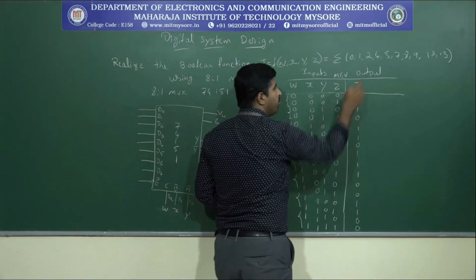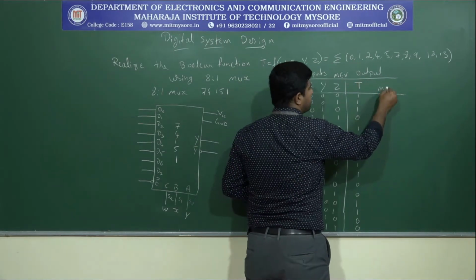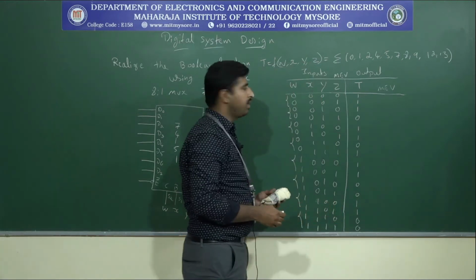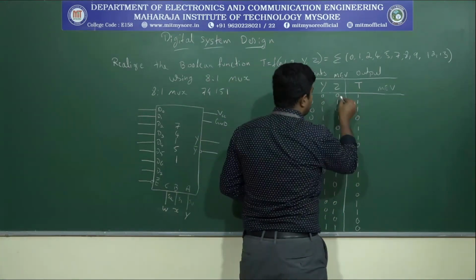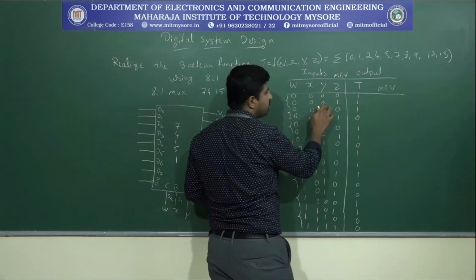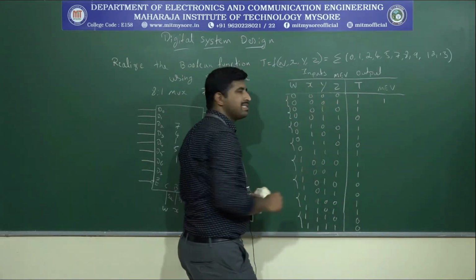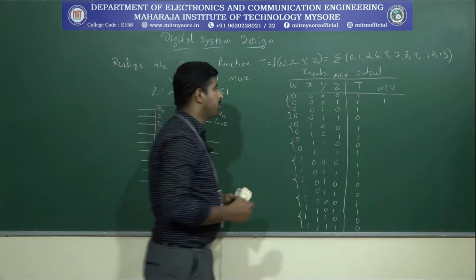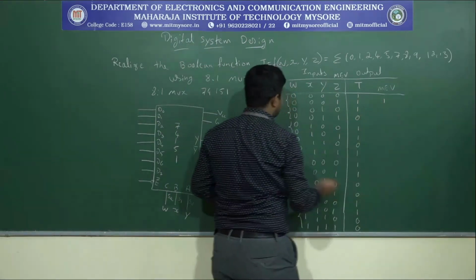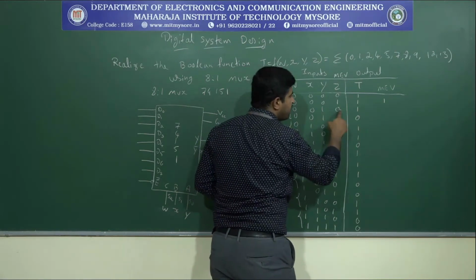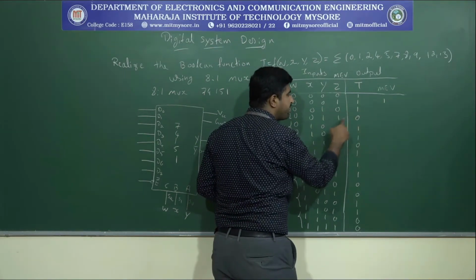So, now we are going to write an output considering the Z as a map entered variable. When the WXY inputs are 0 0 0, the output will always be 1. Whatever the Z may be, 0 or 1, the output will be 1. Similarly, when the inputs are 0 0 1, the output will be the complement of the Z.